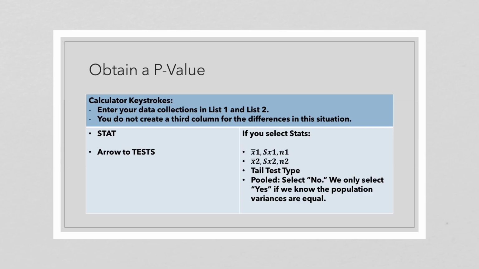They are not dependent. So from here, we're going to go to stats. We're going to arrow over to tests. And this is where we're going to select option 4, which is a 2-sample t-test.